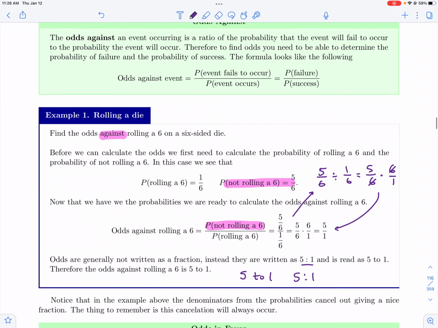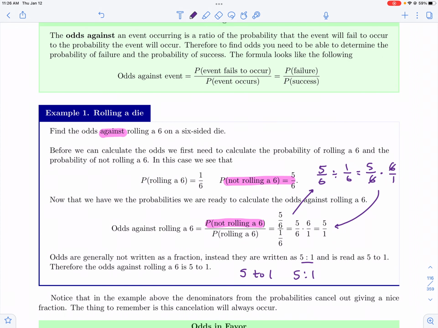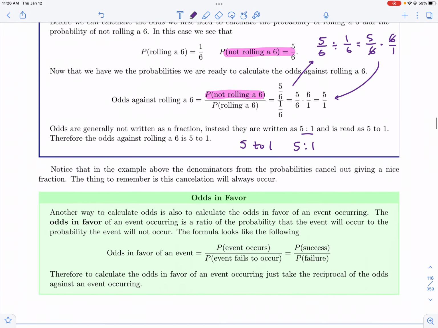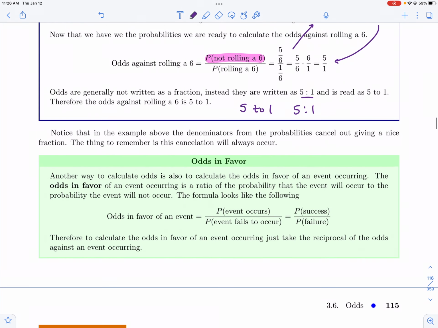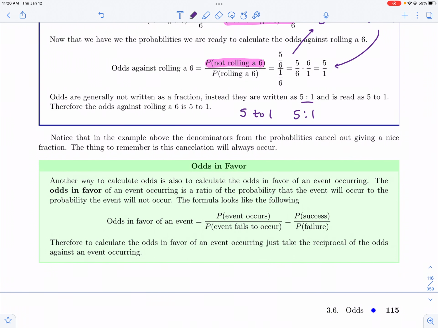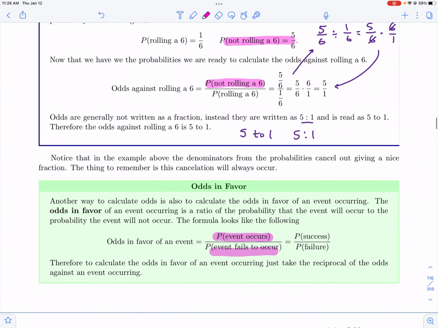Whenever we're talking about the odds against, we put the probability of failure on the top. If we're looking for the odds in favor, then we just flip-flop it. We basically take the reciprocal of our answer. We put the probability that the event occurs on the top and the probability the event fails on the bottom, and we just get the opposite fraction. So for the one we had above, if we were trying to figure out the odds in favor of rolling a 6, instead of 5/1, we'd end up with 1/5. And that would be it for that one.